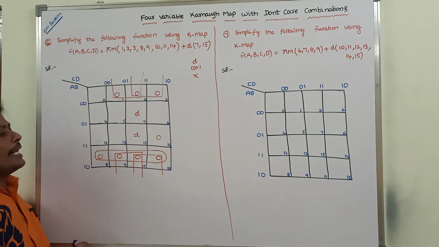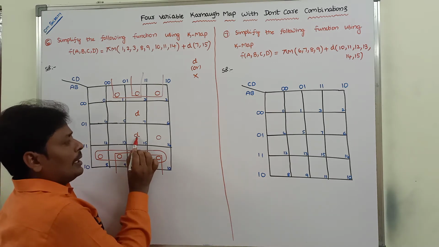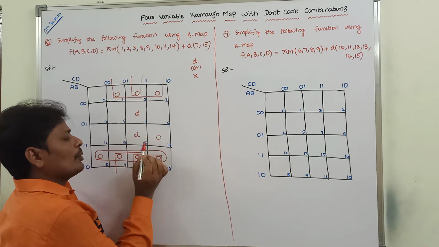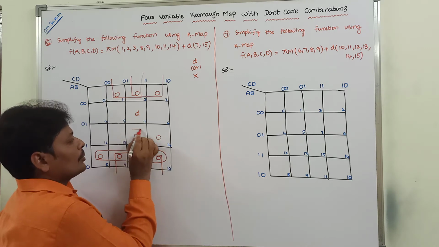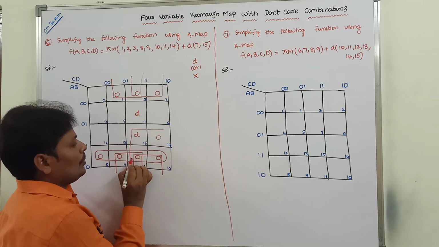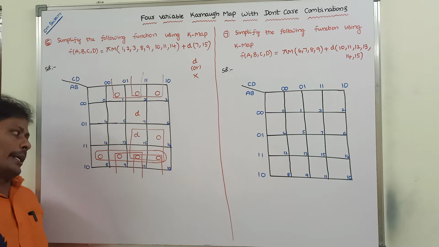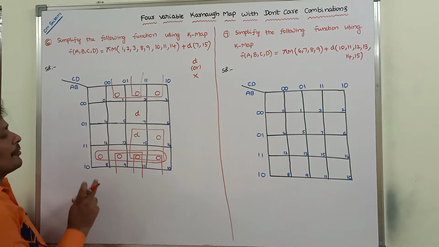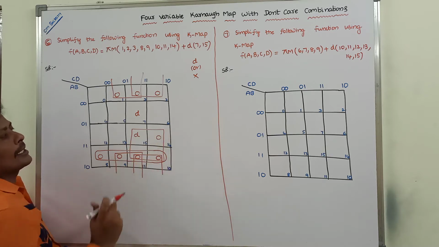Okay, next one, so here a don't care is there, here 0 is there, here 0 is there, here 0 is there. So this don't care, this 0 and this 0 can be formed as a quad. Okay, total how many quads? This is 1, 2, 3 and this is 4.